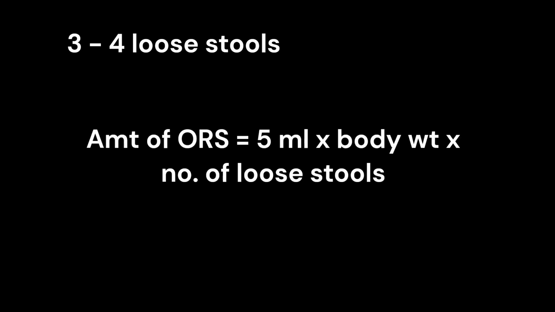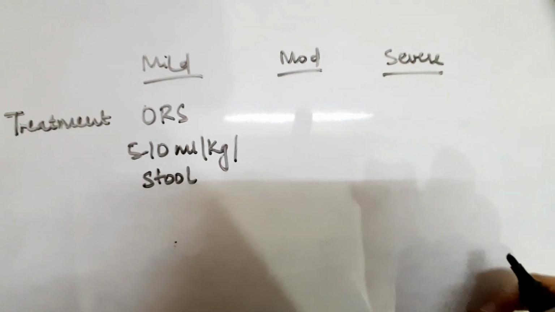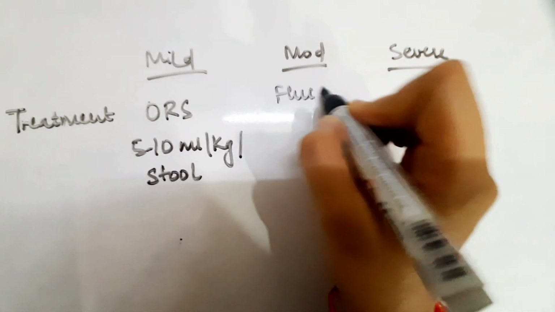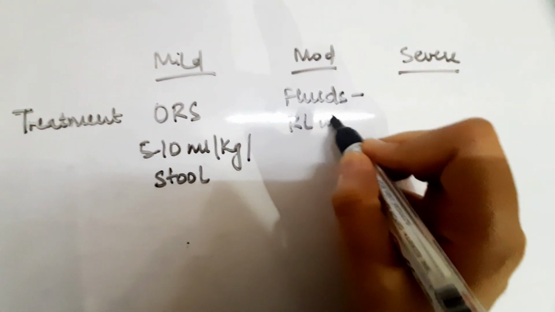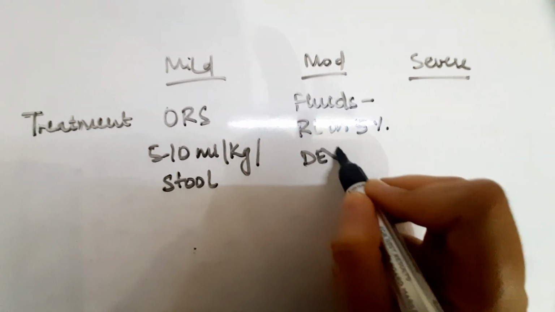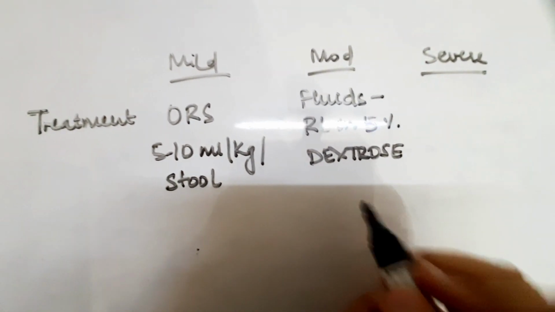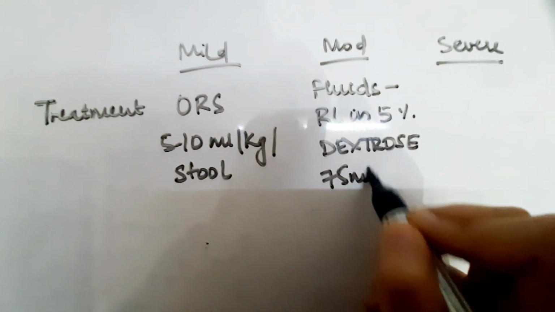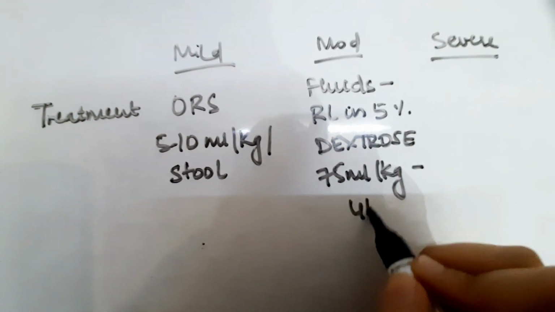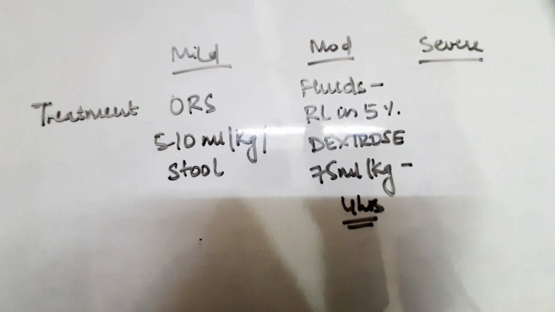So, let's say, for example, that the child has had 3 to 4 loose stools. This value will be multiplied, that is 5 to 10 will be multiplied by the body weight of the child and multiplied by 3 to 4. That is whatever number of stools the child has had. In moderate dehydration, we give fluids, specifically ringer lactate in 5% dextrose. And this is given at a rate of 75 ml per kg for 4 hours. That is, this much amount of fluids should be given in a period of 4 hours.